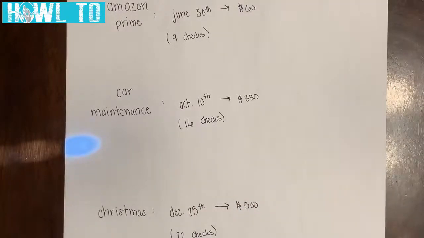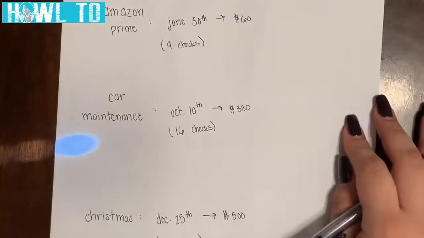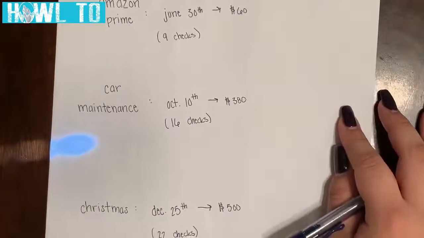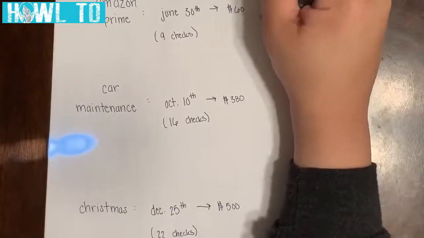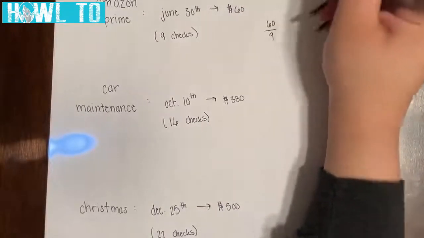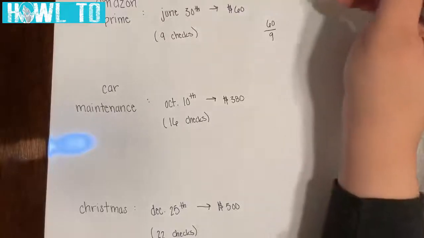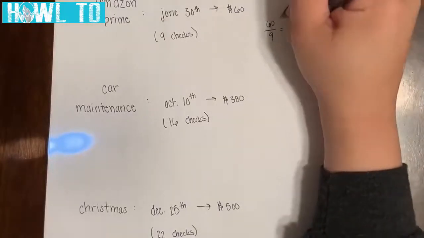And next we will be taking the amount due for that annual payment and dividing it by how many checks we have left. So let's start with Amazon Prime. We're going to take $60 and divide it by 9. And this will give us 6.66.